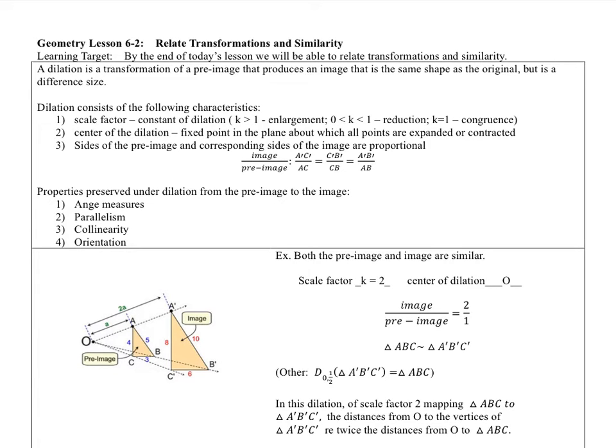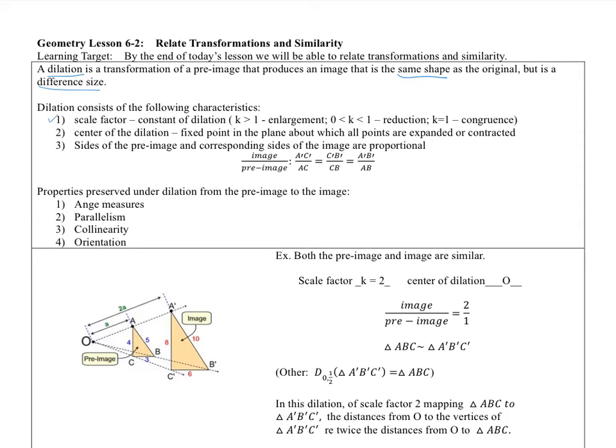A dilation is a transformation of a pre-image that produces an image that is the same shape as the original, but it is a different size. So it could be bigger or smaller. A dilation consists of the following characteristics.